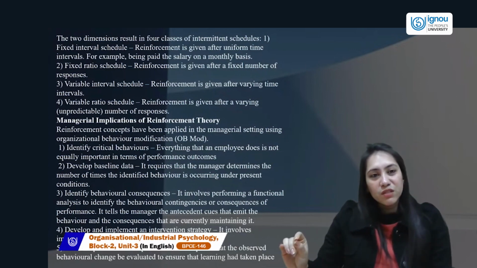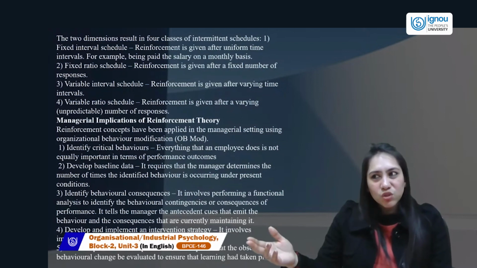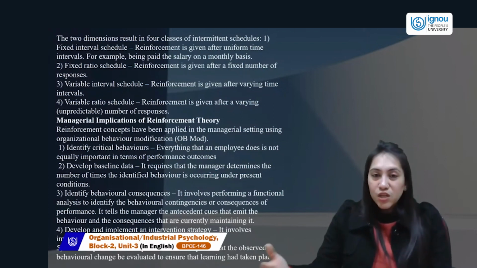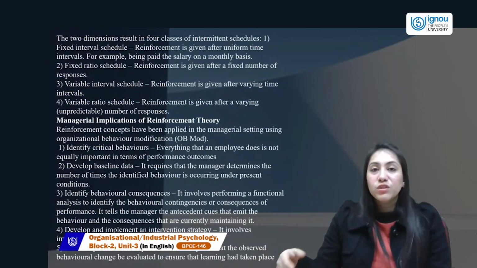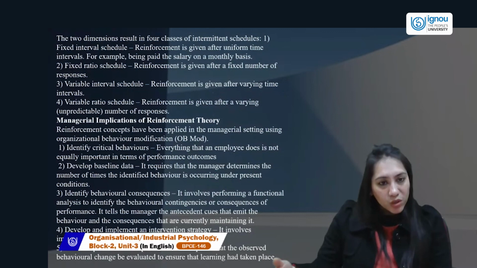Variable interval schedule is when reinforcement is given after varying time intervals. Probably once you did a really great job, your appraisal is coming after 2 months. You did another project, your appraisal came after 1 month. So it's like varying time after which you reward the employee.